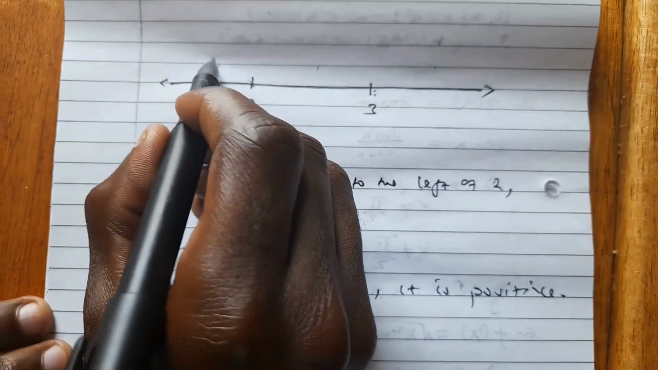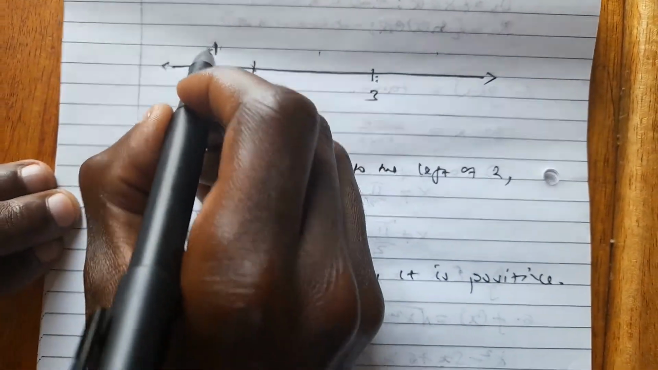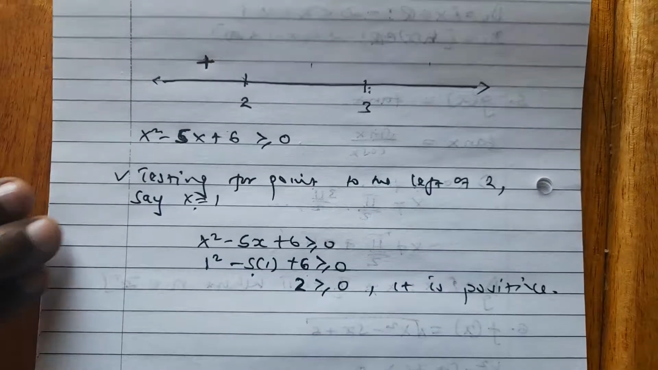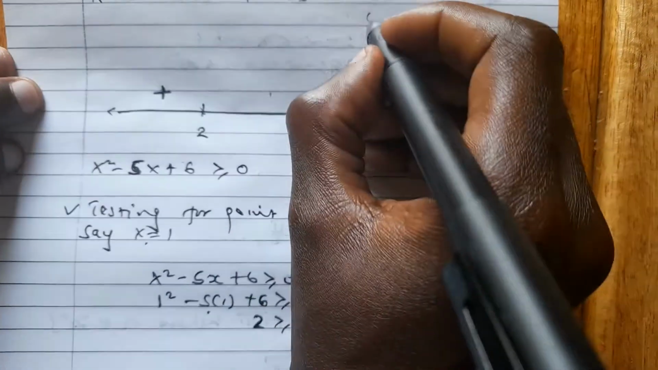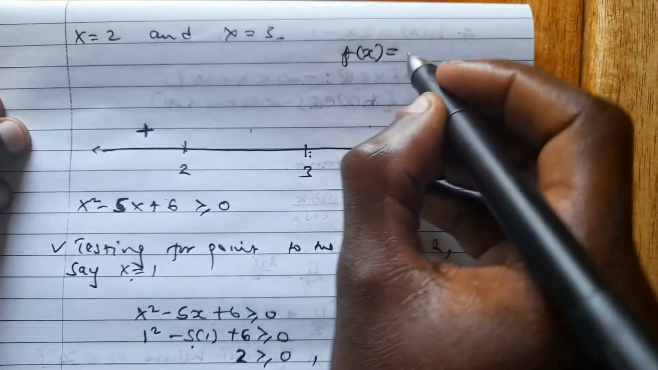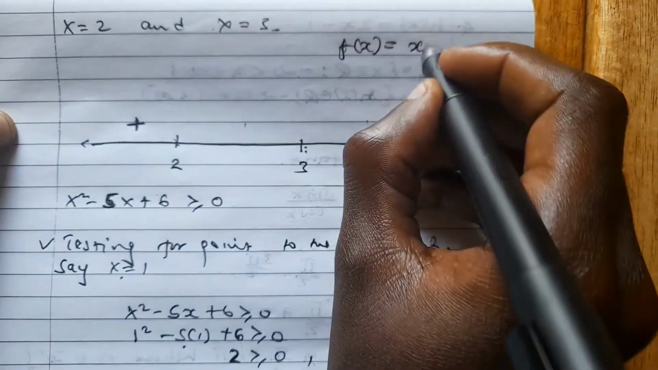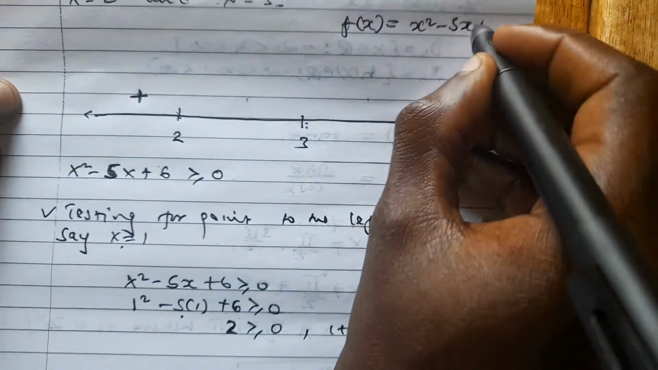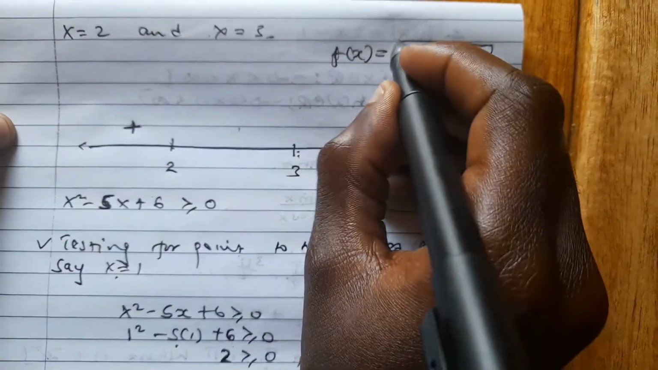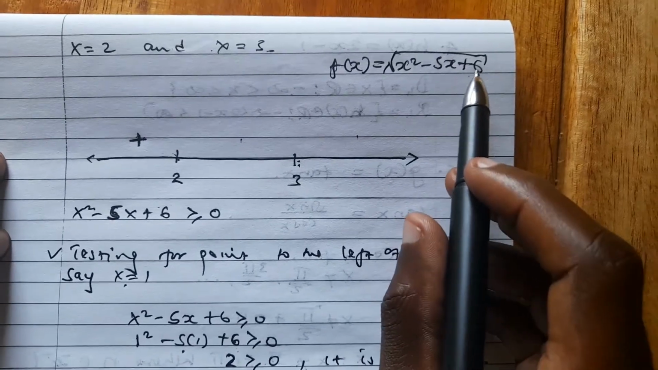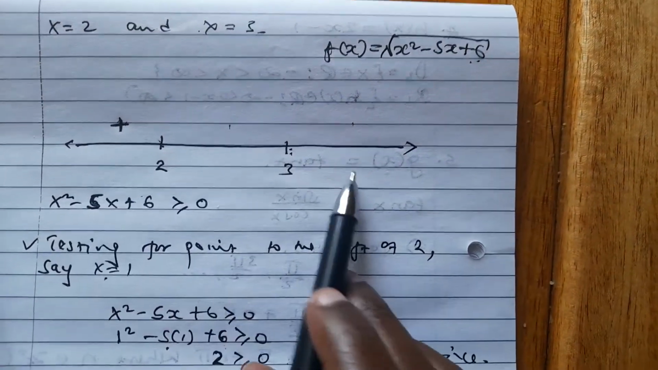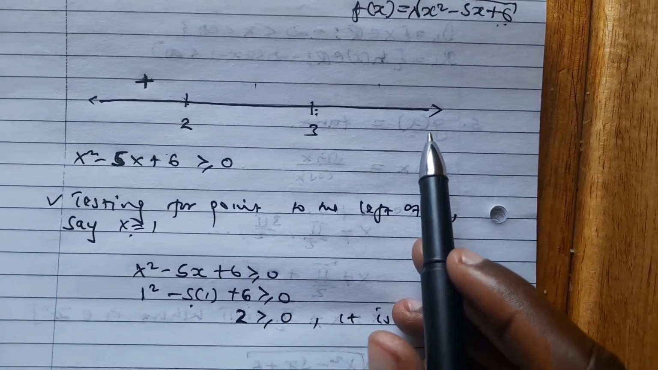So at the point to the left of 2, it is positive for our function. Remember, maybe I should write the function somewhere. Our function was f of x equals the square root of x squared minus 5x plus 6. This function is only defined when the value is positive. That is why we are doing the sign analysis test.